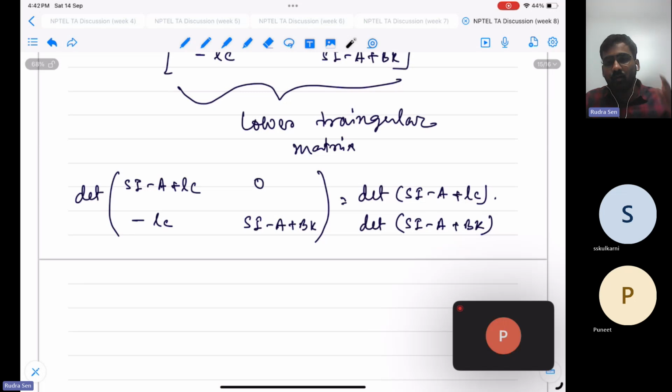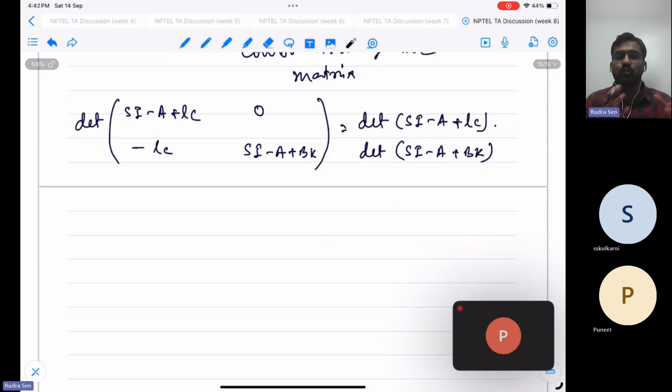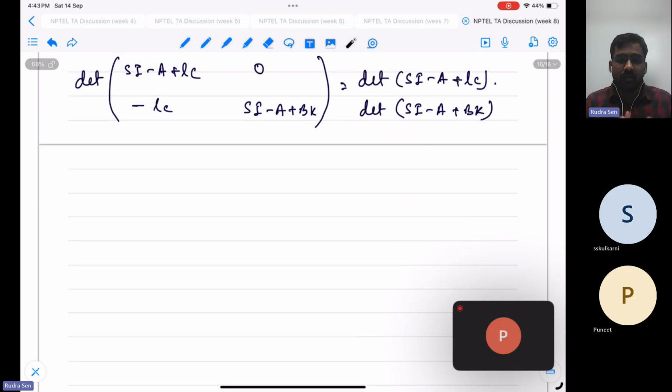But keep in mind, whenever we choose the eigenvalues of the observer, they should be 5 to 10 times larger than the eigenvalues of the controller, just to make sure that our system state is estimated as quickly as possible. So we can design the observer gain L and the controller gain K separately. It is not required to design these two things combined.